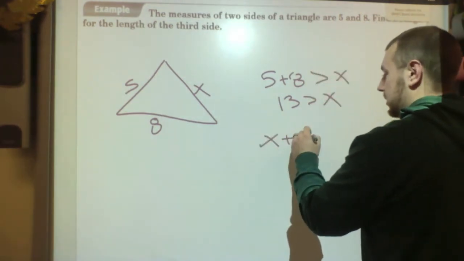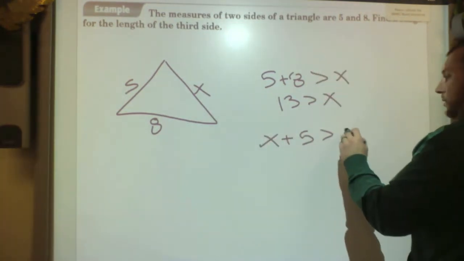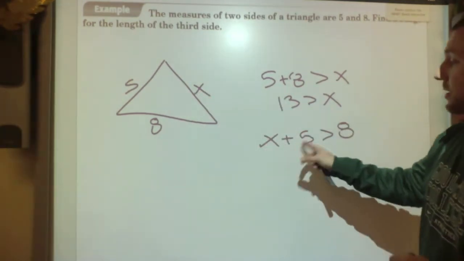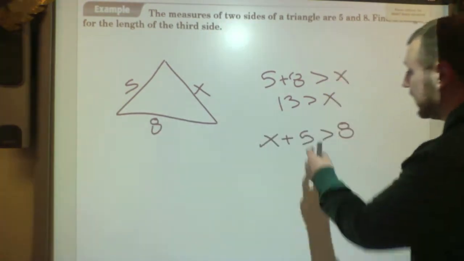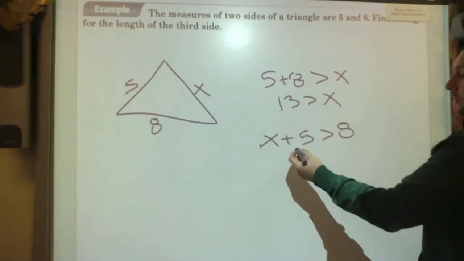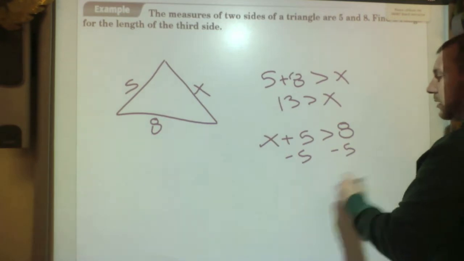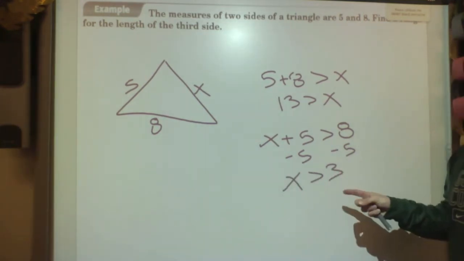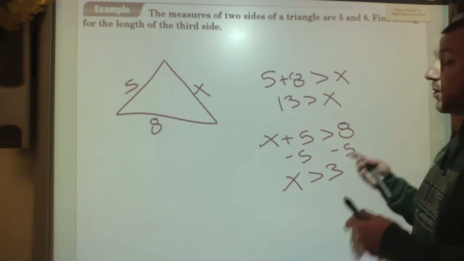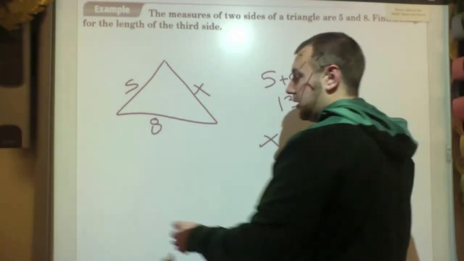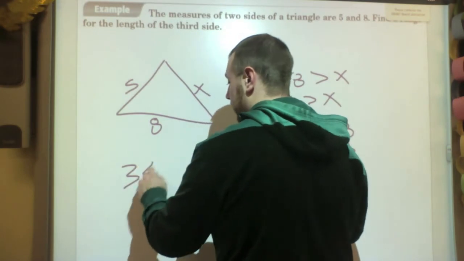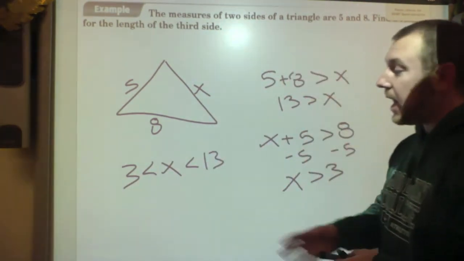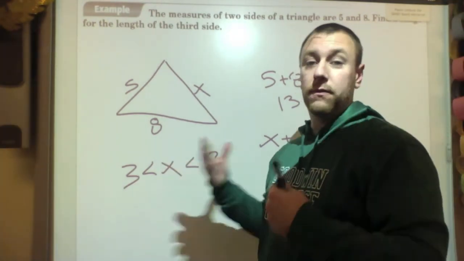So really, that missing side plus the 5 that I'm given has to be bigger than the 8. Solving the equation, that third side has to be bigger than 3. So the range of values is bigger than 3 but less than 13. Anywhere in between there would form a triangle.